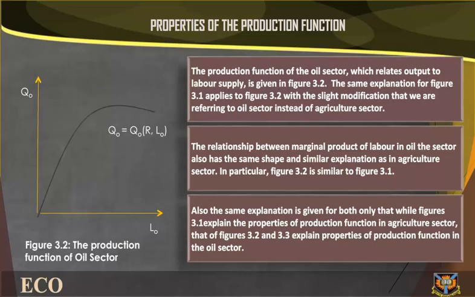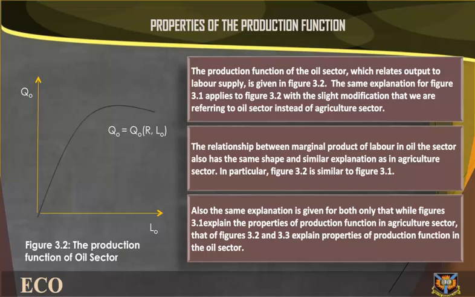Figure 3.2, the production function of the oil sector. The production function of the oil sector, which relates output to labor supply, is given in figure 3.2. The same explanation for figure 3.1 applies to figure 3.2, with a slight modification that we are referring to the oil sector instead of the agriculture sector.